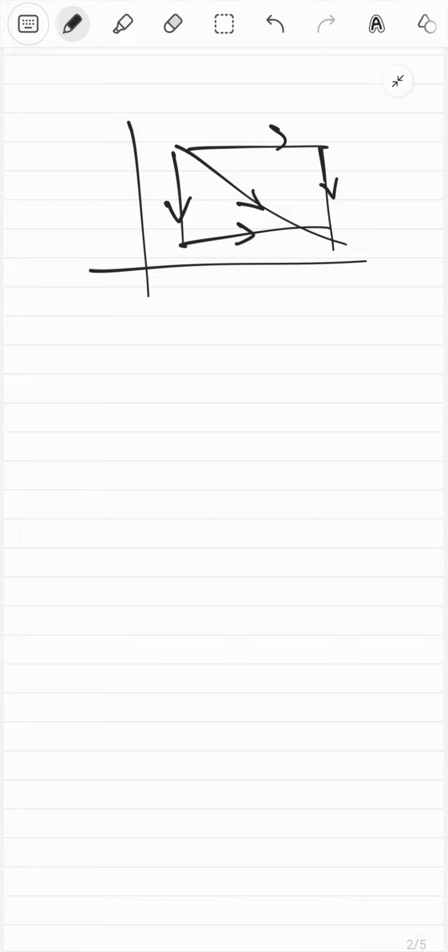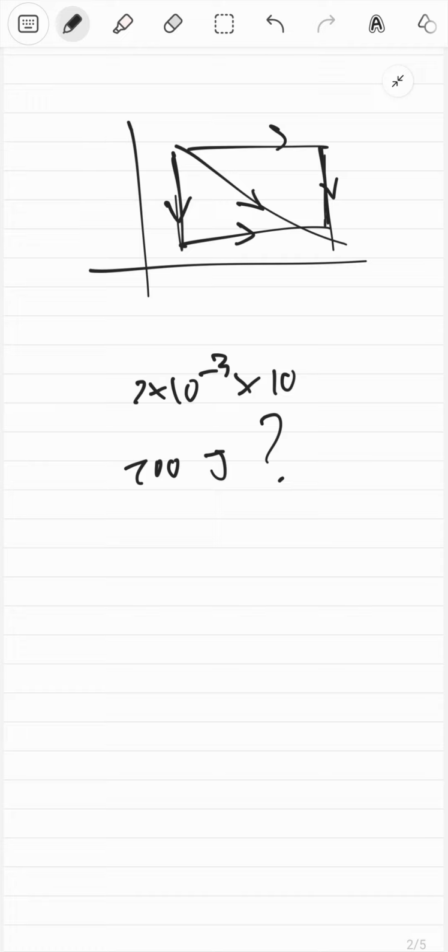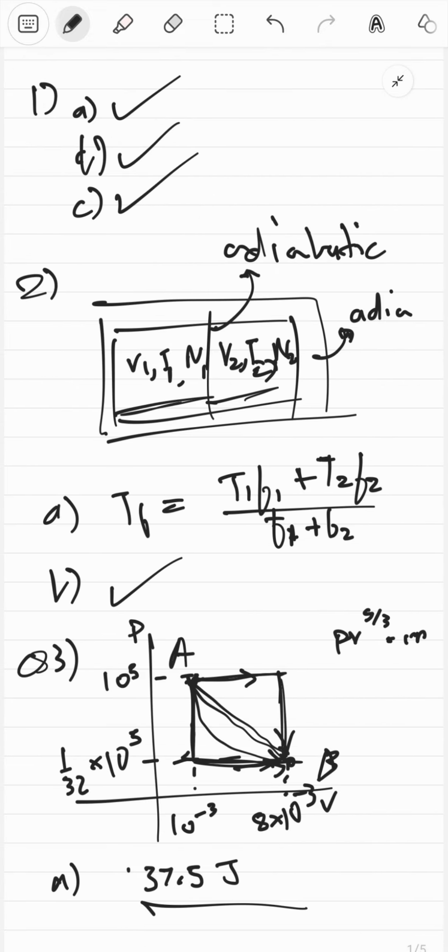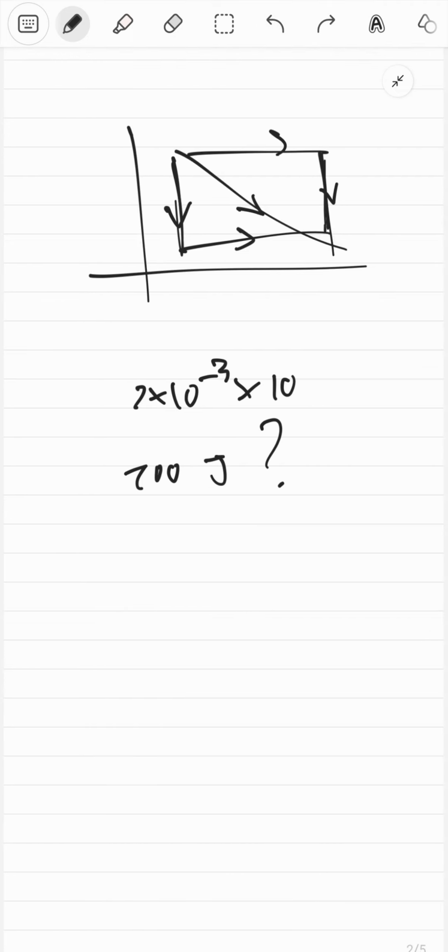So what's the work done in this? 0. This is 0. But what about this? So it's just P times delta V. So that's 7 times 10 to the power negative 3 times 10 to the power 5, which is 700 joules. What? Okay, that is some quantity. 700 joules. That's very fine. Okay, for whatever. 700 joules. This was 37.5 joules. How come? Okay, let's, no, this should not be the case. Okay, this is the work done, isn't it?